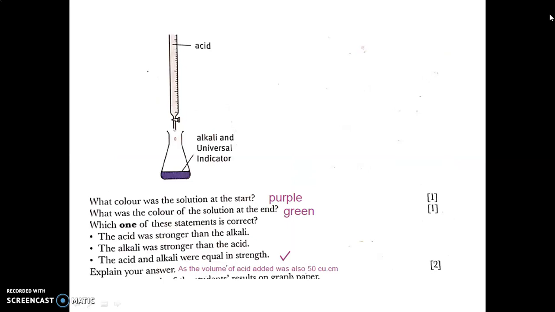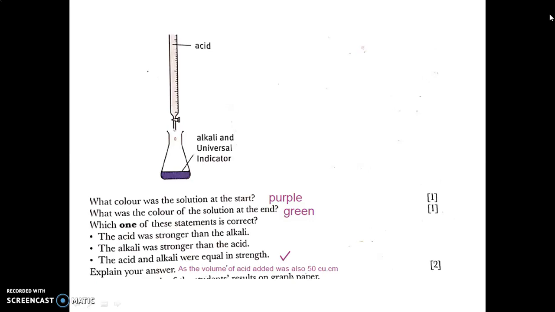The next page, the last question that is there, is to plot a graph. Okay, this plotting of the graph, I wish all of you do it. But question number A in 7.4, you can see this is the diagram and it says Aaron and Ben put 50 cubic centimeter of alkali into a conical flask. They added universal indicator to the alkali. So there are two students, Aaron and Ben. What have they done?